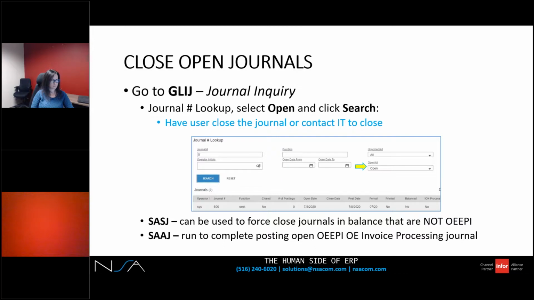But you can also go into the GL inquiry, click on journal lookup, select open and click search, and you'll get a list of all of the open journals. Now, if they're open right now for the same business day, that's not nearly as big of a problem as if they're open from yesterday, the day before, a week ago. Those need to get closed.